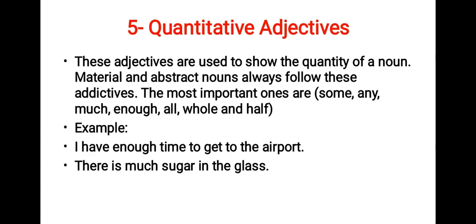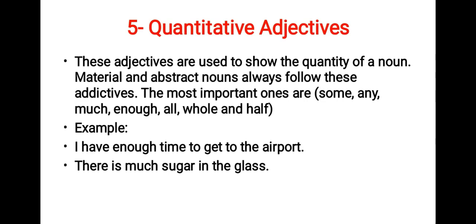Quantitative adjective. These adjectives are used to show the quantity of a noun. Material and abstract nouns always follow these adjectives. The most important ones are some, any, much, enough, all, whole, and half. Quantitative adjectives, as the name indicates, show the quantity of a noun.